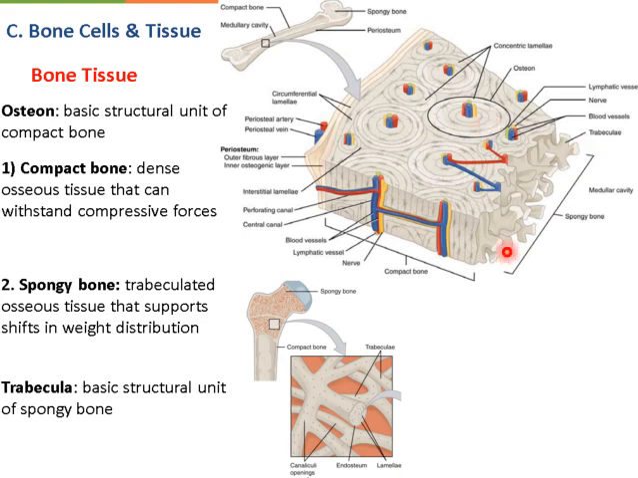Now, the spongy bone is on the inside, and it is trabeculated, which means a network-like structure filled with many spaces, and it is responsible for hosting the red bone marrow, which is responsible for red blood cell production.